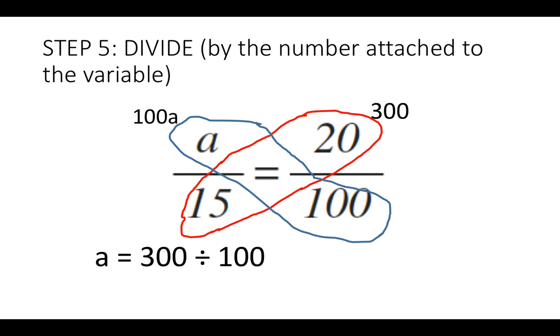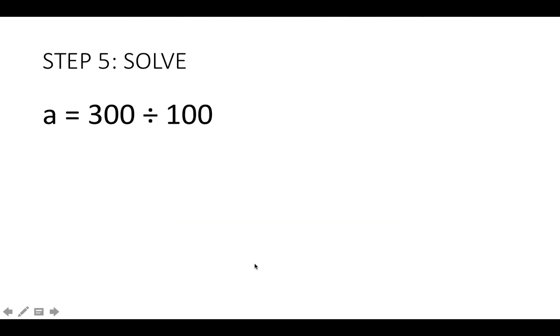Then we need to divide by the number attached to the variable. A equals 300 divided by 100. Step 5 would be solve. Well, what does A equal? It would equal 3.